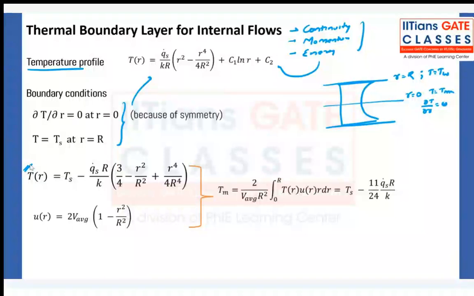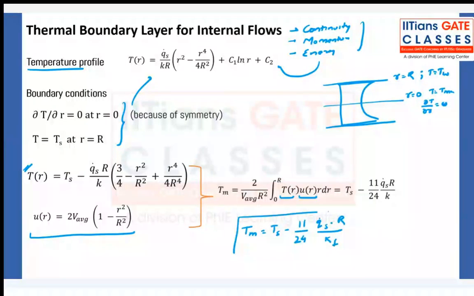UR I have already calculated earlier when I solved my equations. So now it is time that I put TR here and UR here, and RDR is already there, and solve it. So this is what I get. TM is equal to TS minus 11 by 24 Q dot S capital R by K of fluid. Okay, so this is my mean temperature.